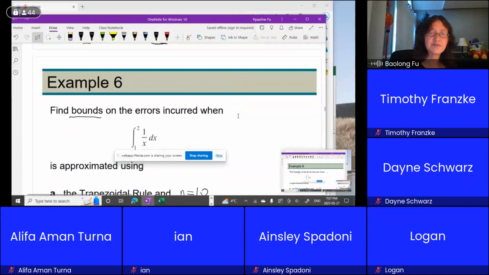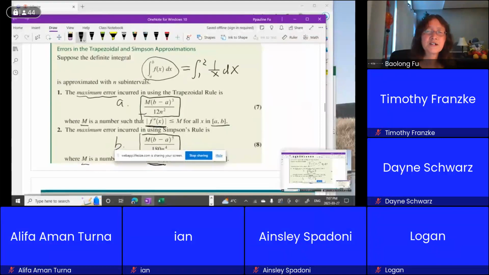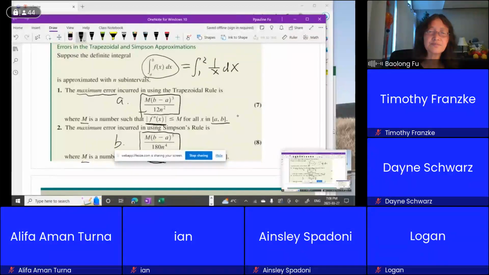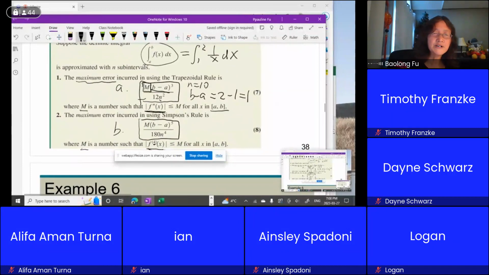For which function? The integral from 1 to 2 of 1 over x dx. Obviously, n equals 10, so we know this n. And b minus a equals 2 minus 1 equals 1, so we know b minus a. The only thing we don't know is capital M. So what is M?